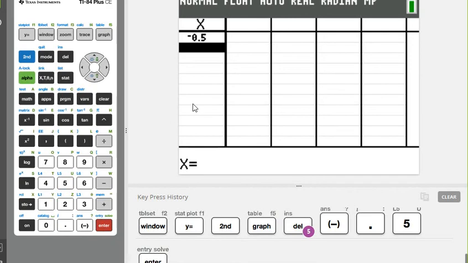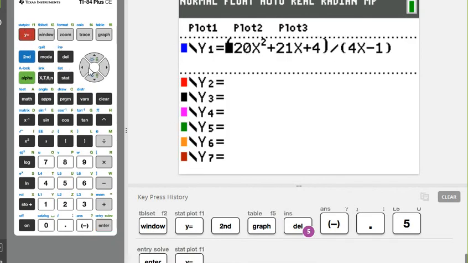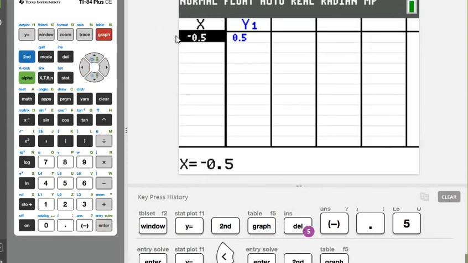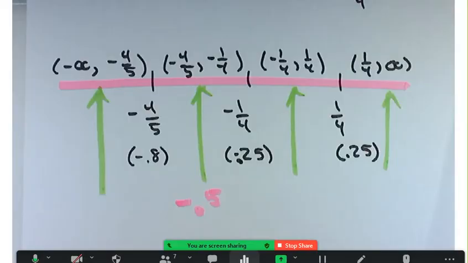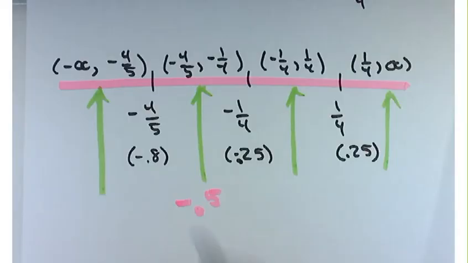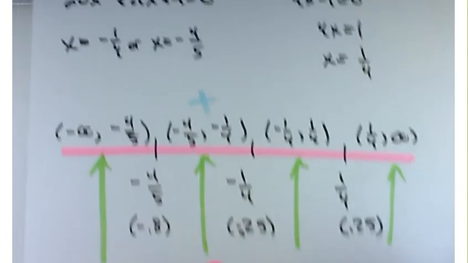Press enter and, ooh, wait a minute. Oh, I forgot to turn on this graph. That shouldn't be a problem for you guys. There you go. -0.5 gave me a positive 0.5. Now the relevant information is not that I got 0.5 in particular, but that I got something positive. So I'll put a little plus there.